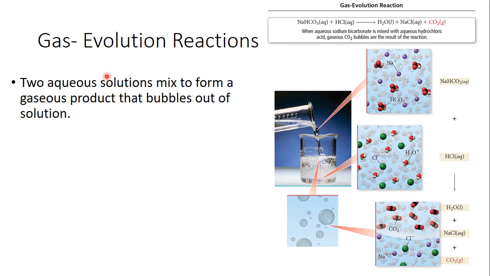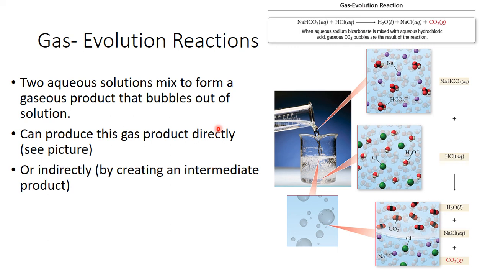Now, sometimes when we mix an acid and a base, what will happen is that we'll form gas bubbles. As shown here, we have NaHCO3 plus HCl, base, acid. When we mix this together, we'll get water, sodium chloride, and CO2 gas. And this gas will come out of solution as bubbles.